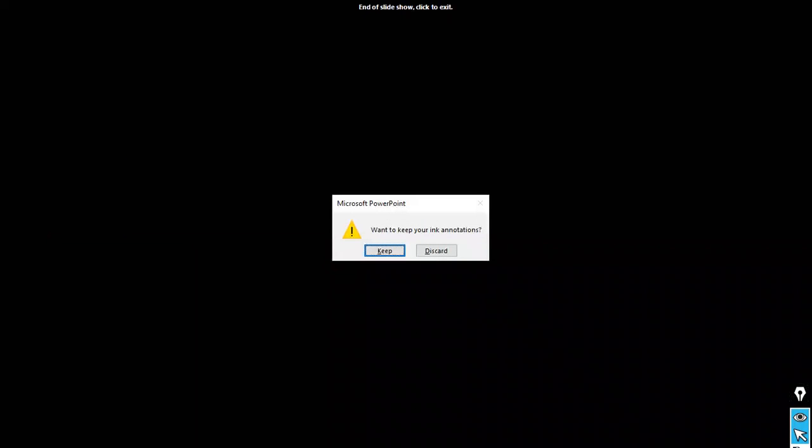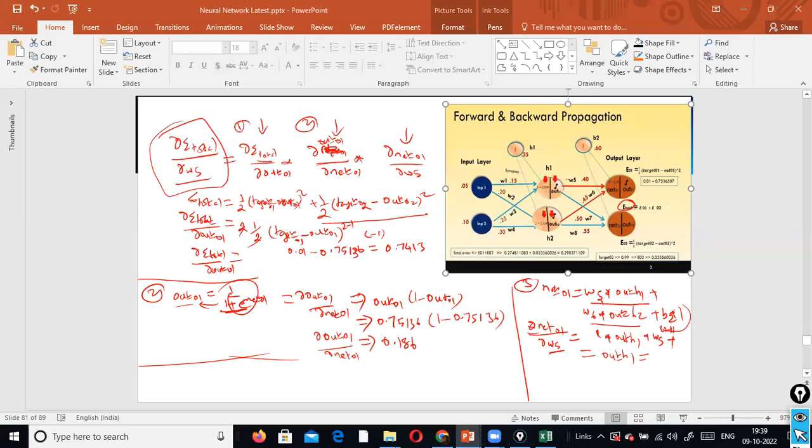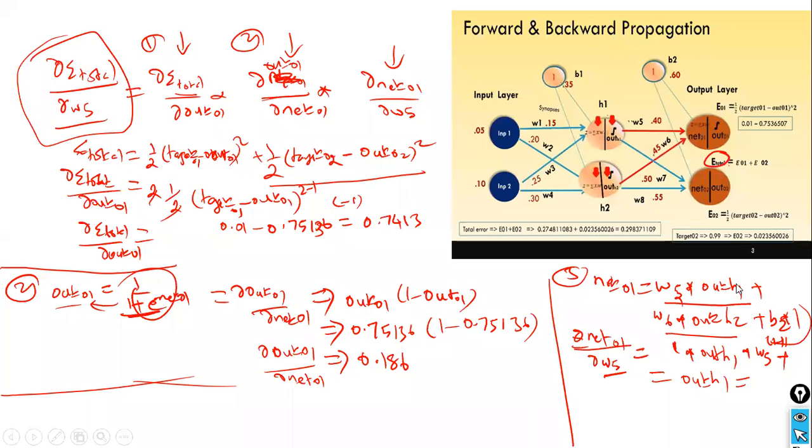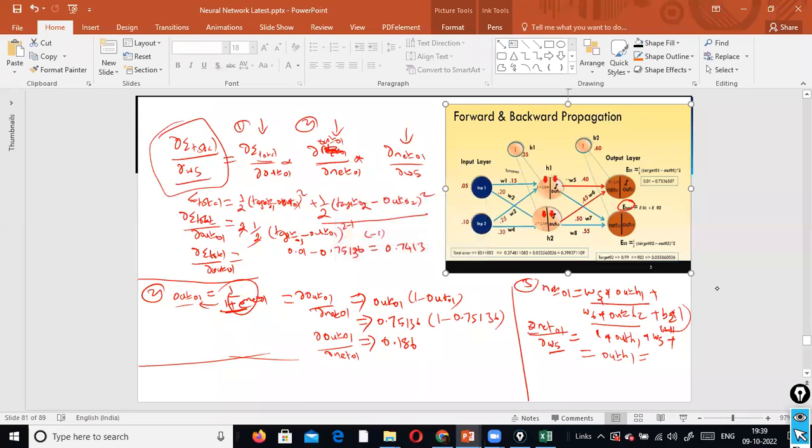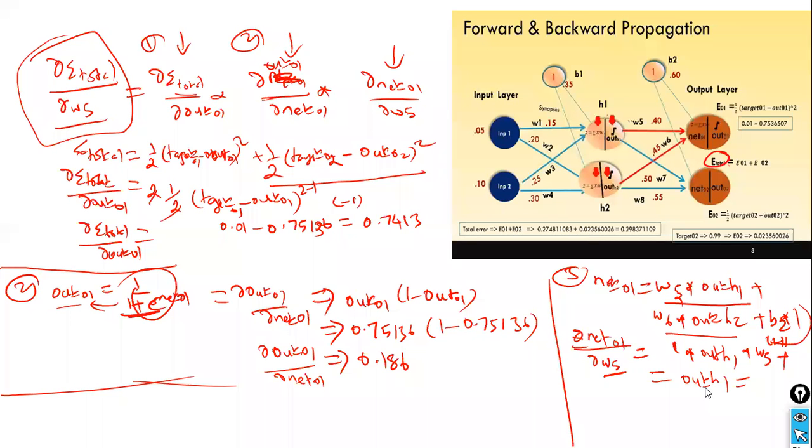I've gone somewhere else. The previous one, right? 0.593. In between, so many things are there. Okay. There's something about 0.593.